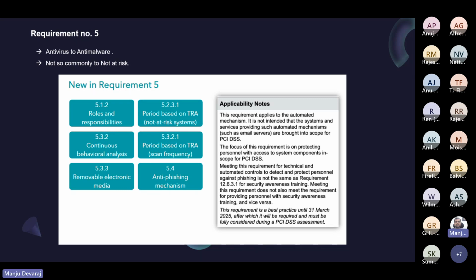So applicability notes are one thing which is very unique in 4.0. Most of the requirements have applicability notes, right? Please go through them, because that makes it clear for you.